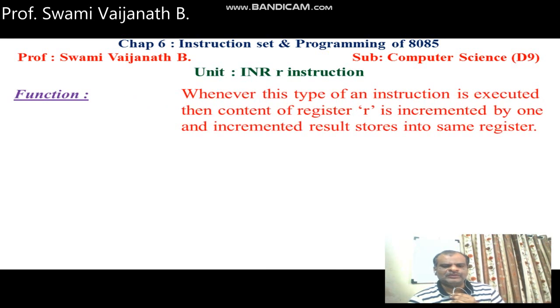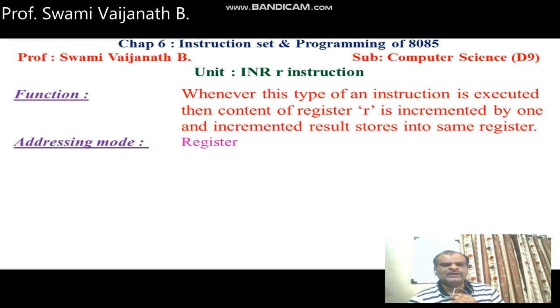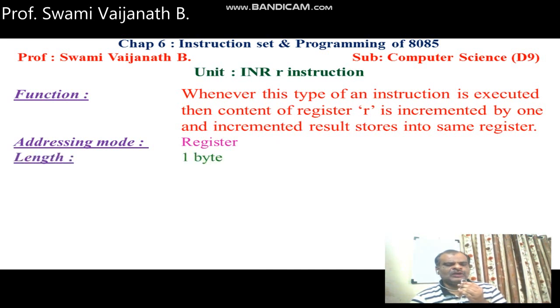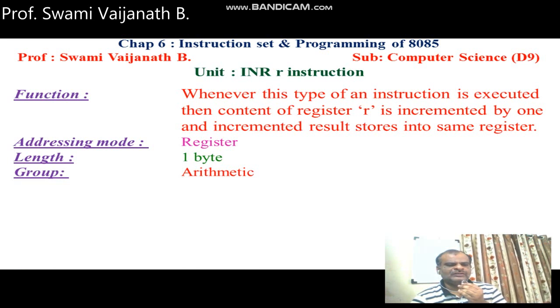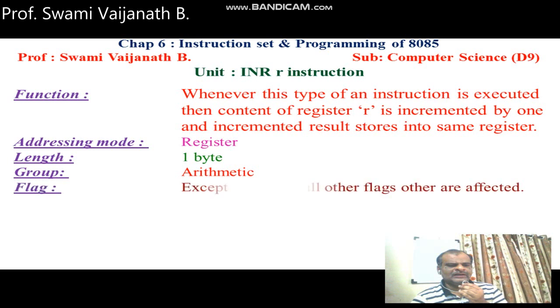Whenever this type of instruction is executed, what happens? The content of the general purpose register specified in the instruction is incremented by 1, and that incremented result is stored in the same register you have specified in the instruction. Addressing mode for this instruction is register, length is 1 byte, group is arithmetic, and except the carry flag, all other flags are affected.